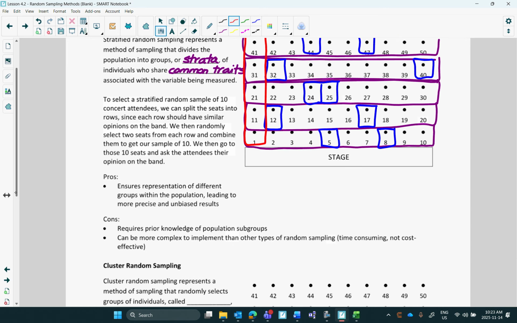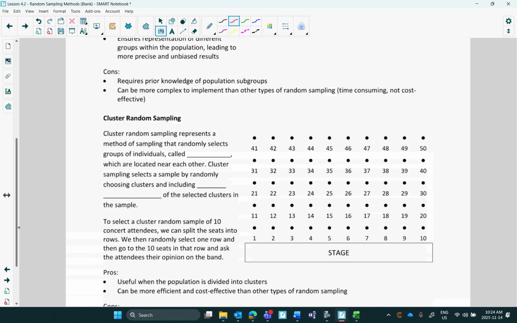Okay. What are the cons? Well, you have to be able to establish the groups. Okay, that could be challenging. And it could also be more difficult to implement because, and this is kind of like the simple random sampling too, you're going to get a bunch of people spread out all over the audience and it could be hard to find them. Okay? Which is where cluster comes in.